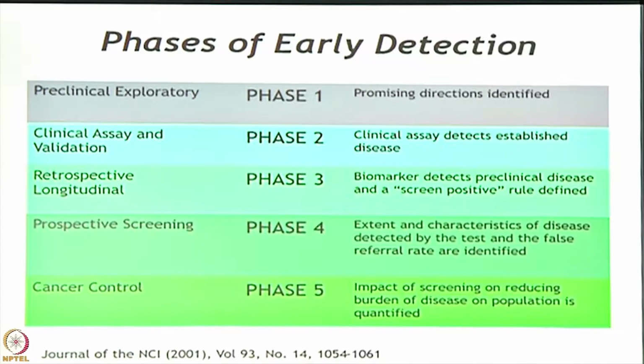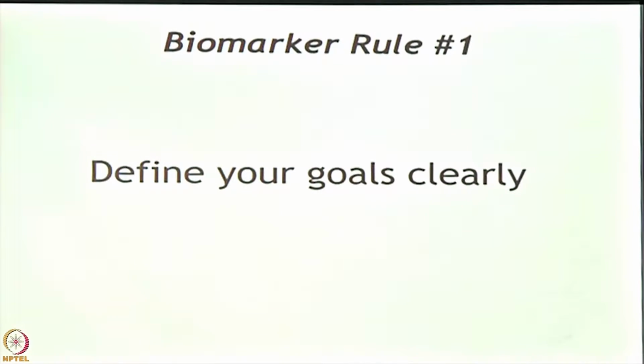Okay, so I'm going to walk through about 6 or 7 rules for biomarkers, and then let's see if we can understand them all. So the first goal, and I told you about this earlier, is to define your goal clearly. So what is it that you want to do? Why are you making a marker? What do you hope that it will help you accomplish?